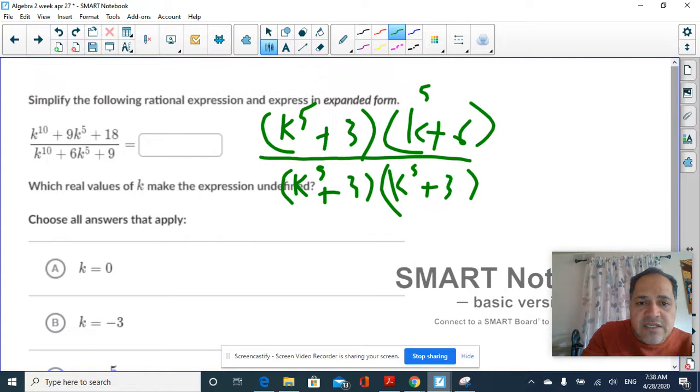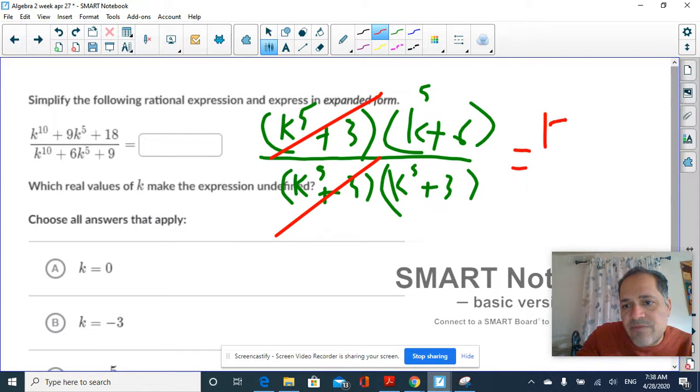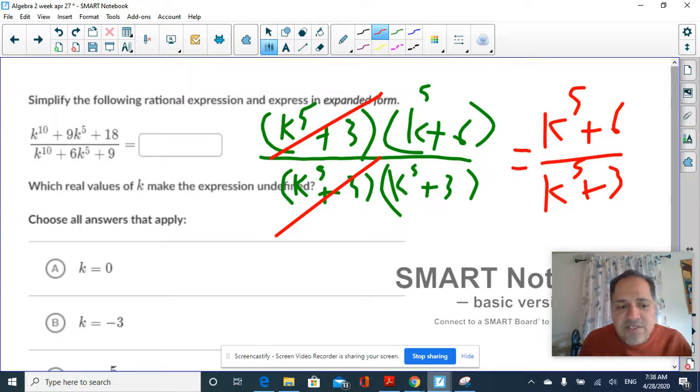Which part can we cancel out? So what do we have now? k to the power 5 plus 6 over k to the power 5 plus 3. For the zeros of this function, just make it equal 0. Both denominators are the same, so just solve one of them. You don't need both because the solution will be the same.